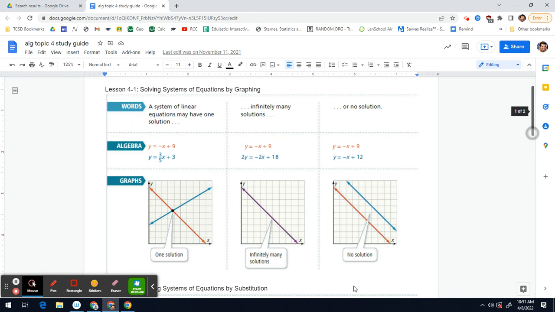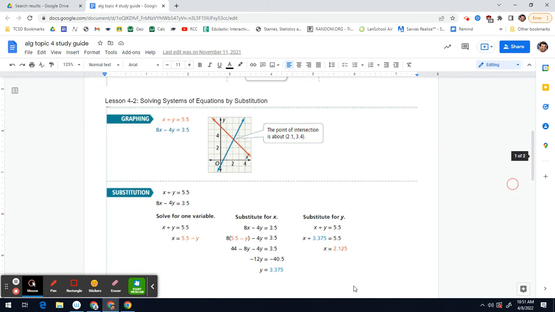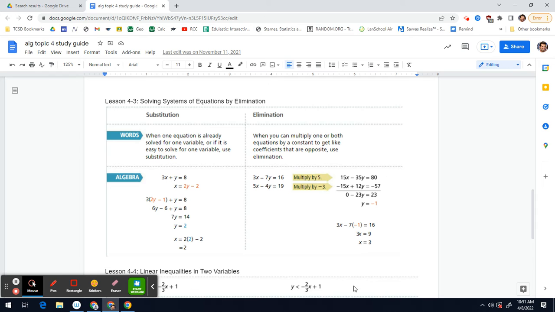Again, I don't see them making you do it by substitution or having to, so I would not even focus on this. Same thing with elimination in 4.3. Again, I don't think they're going to make you do this, so I would not focus on elimination.